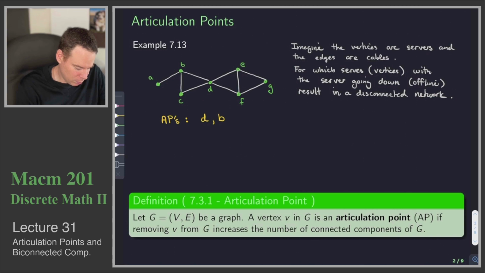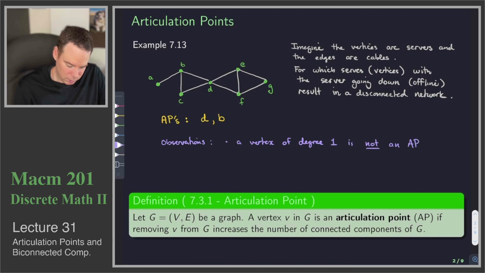There are a couple of observations that we can make. So what are some observations? Well, a vertex of degree 1 is not an articulation point. So if we remove a vertex of degree 1, there was no risk of disconnecting the graph. And so that, for example, tells us that A is not an articulation point. Vertex A is not one.